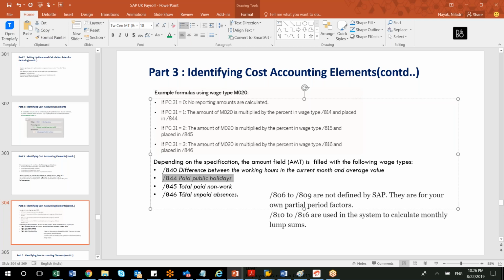Similarly, the same case is applicable for total paid non-work or total unpaid absences. The multiplication will happen by the respective wage type. The secondary wage type you have to see here is /814 in the case of processing class 31 equal to 1. If it is /815, it is processing class 31 equal to 2.